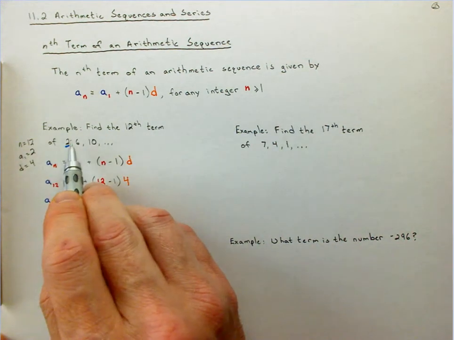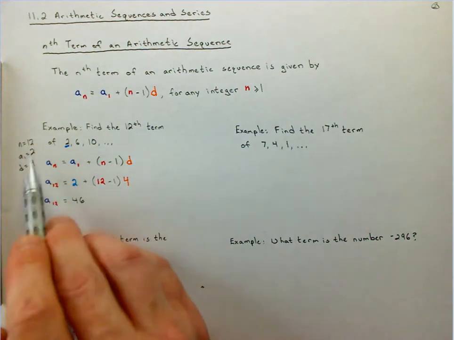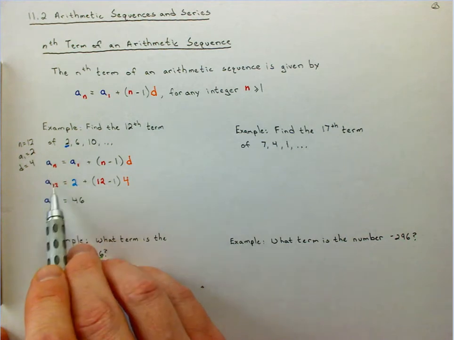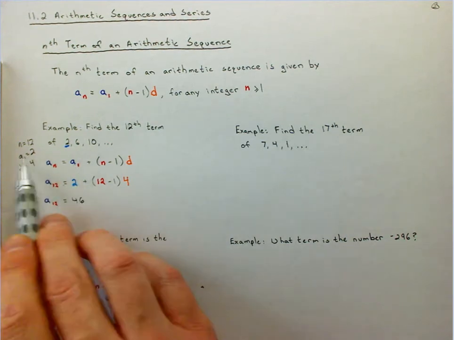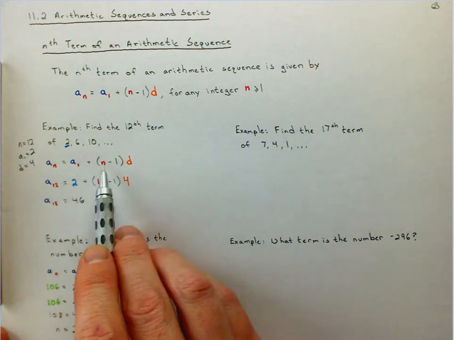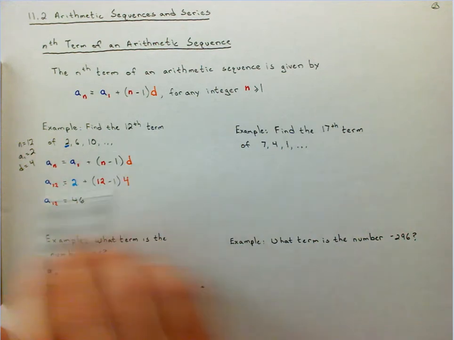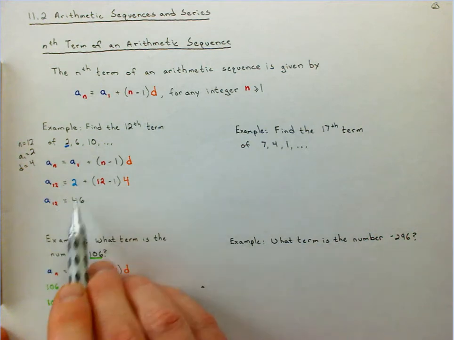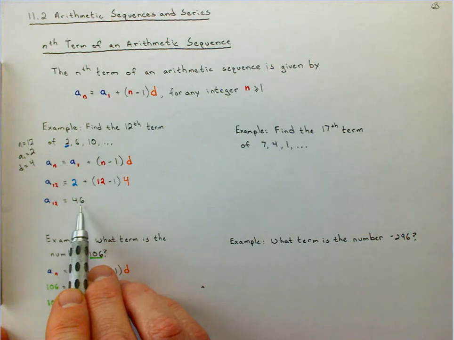6 minus 2. I take these values and plug them into this formula. a sub n, well, that's a sub 12, equals a sub 1, which is 2, plus the value of n, which is 12, so 12 minus 1 times, and what is d? d is 4. I plug it into that formula and solve. So the value of a sub 12 is 46.